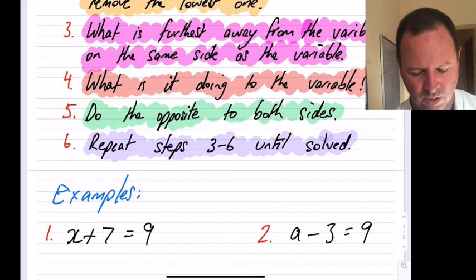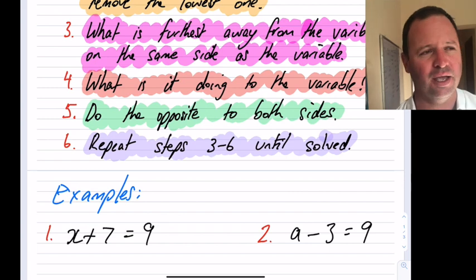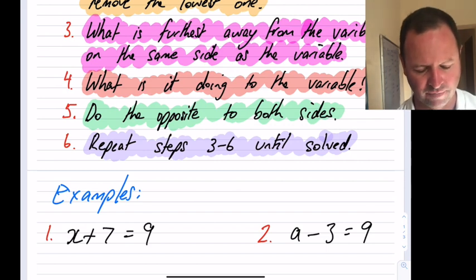The next one is, what is furthest away from the variable. Steps 3 to 6 are every single time. They just need to be going over in your head. If you need help in class, these are the questions I'm going to be asking you when I come over. What's furthest away from the variable on the same side as the variable? What's it doing to that variable? Do the opposite to both sides and then repeat it.